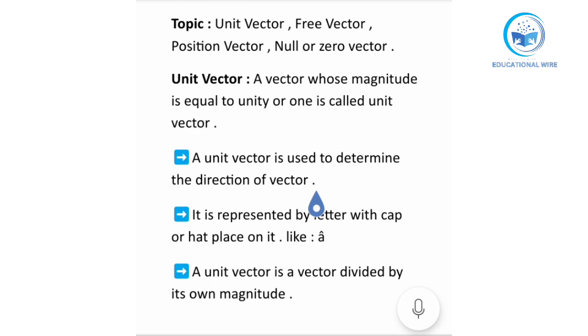Our unit vector is used to determine the direction of a vector. It is represented by a letter with a cap or hat placed on it, like A. It's a unit vector; there's a cap on the A. After that, a unit vector is a vector divided by its own magnitude. Now we have to prove these points, that how it's possible. So let's move further.